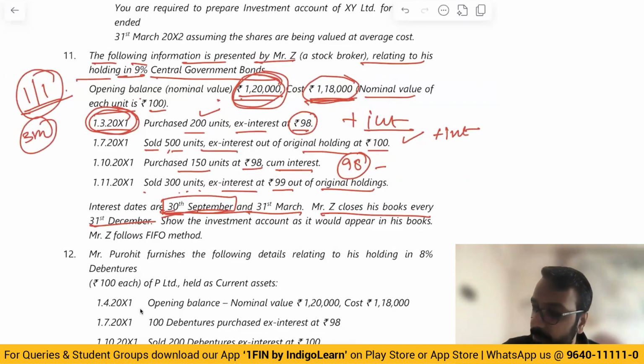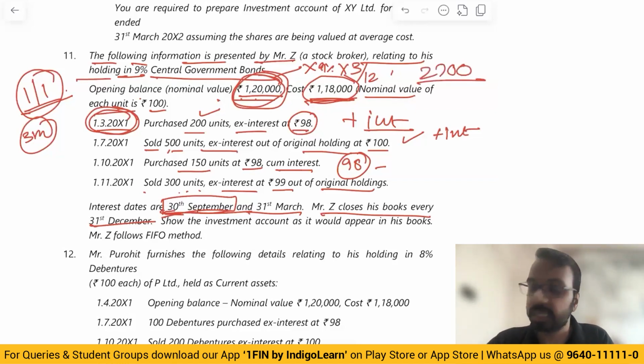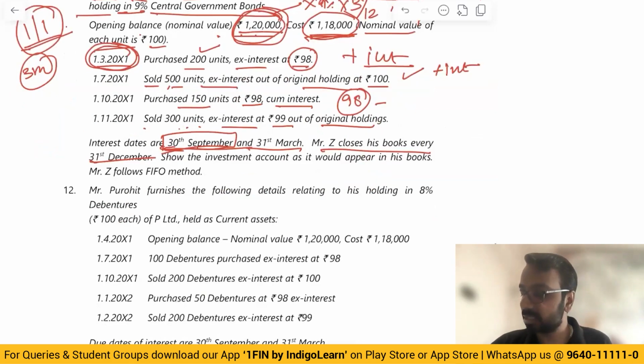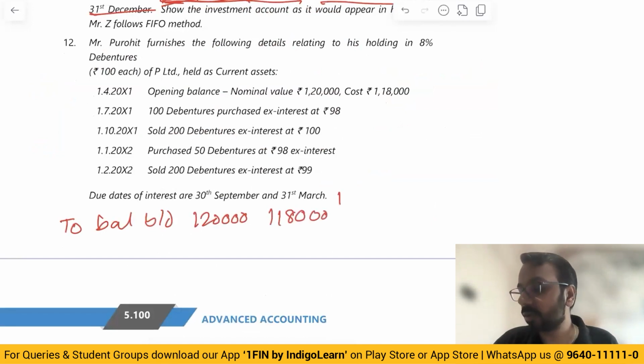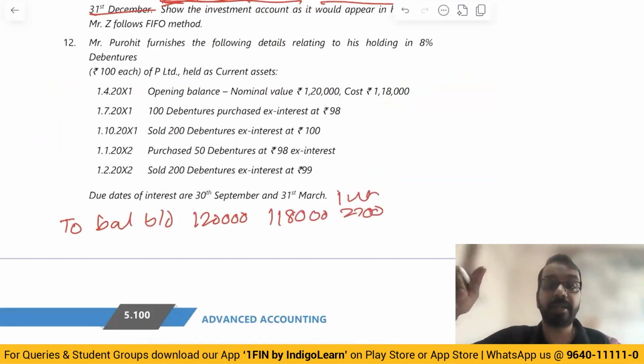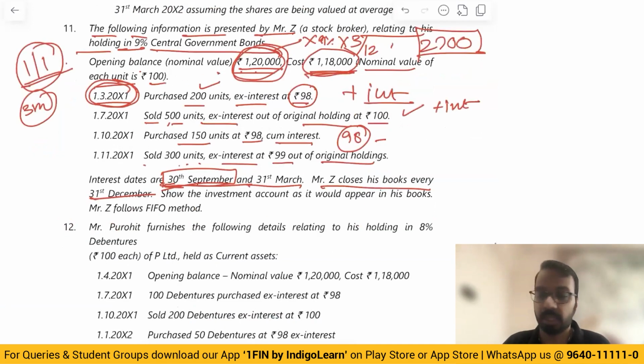Now, how much is the interest? 120 into 9% into 3 by 12. If I do 120 into 9 into 3 by 12, I get 270. 2,700 is the interest. So when you say balance brought down, you would say cost 1,20,000, nominal value 1,18,000, and in the interest column you will say 2,700, because this is the interest income of the previous period. Okay, that is the first thing.